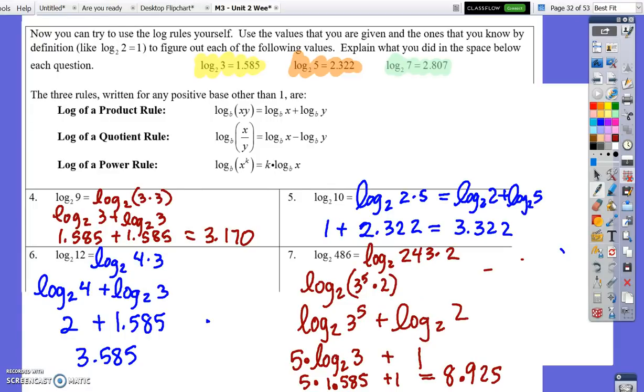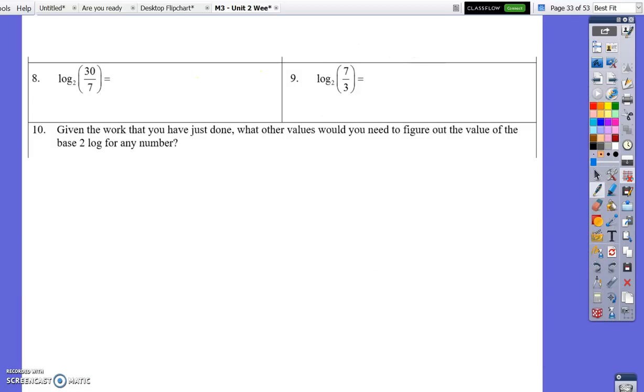So these are pretty cool shortcuts. Again, you will need to know how to do this on the test, regardless of what your calculator can handle for you. Okay. Then there's a couple more to try.